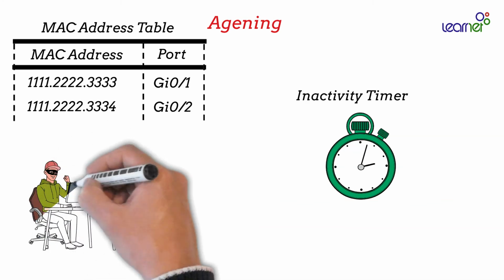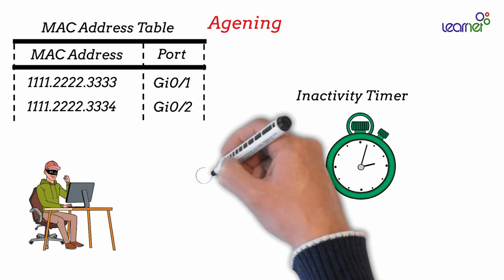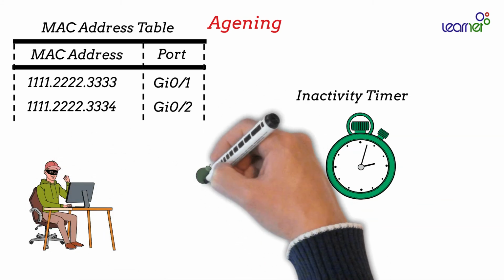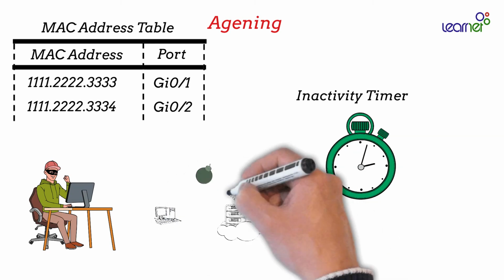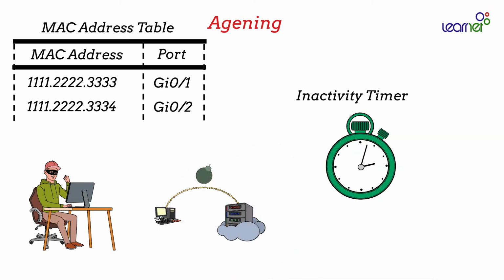Hackers use this vulnerability, bombarding the switches with fake MAC addresses and creating an overflow for the MAC address table. If that happens and the MAC address table overflows, the switch will simply become a hub in terms of frame forwarding and will broadcast all messages.